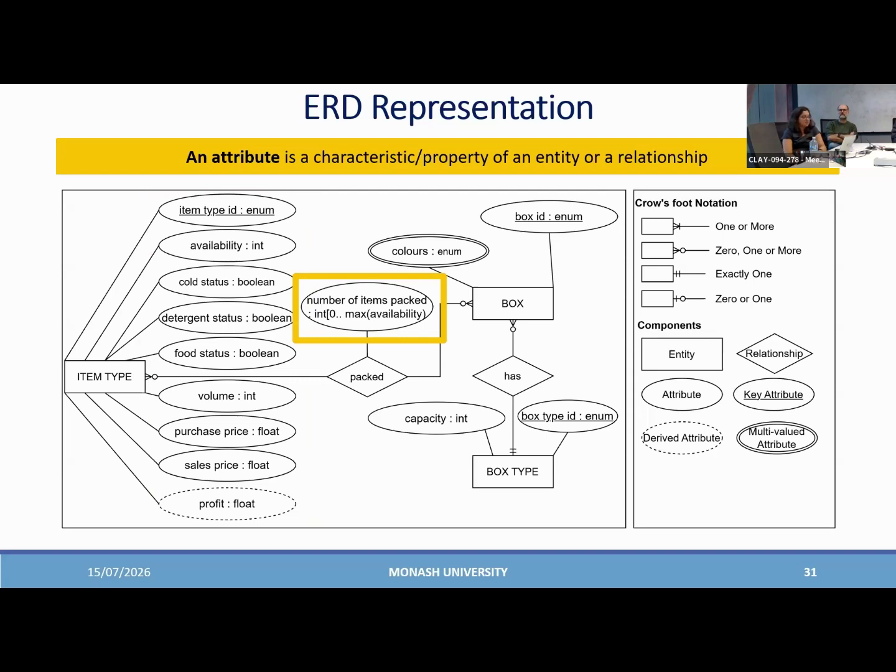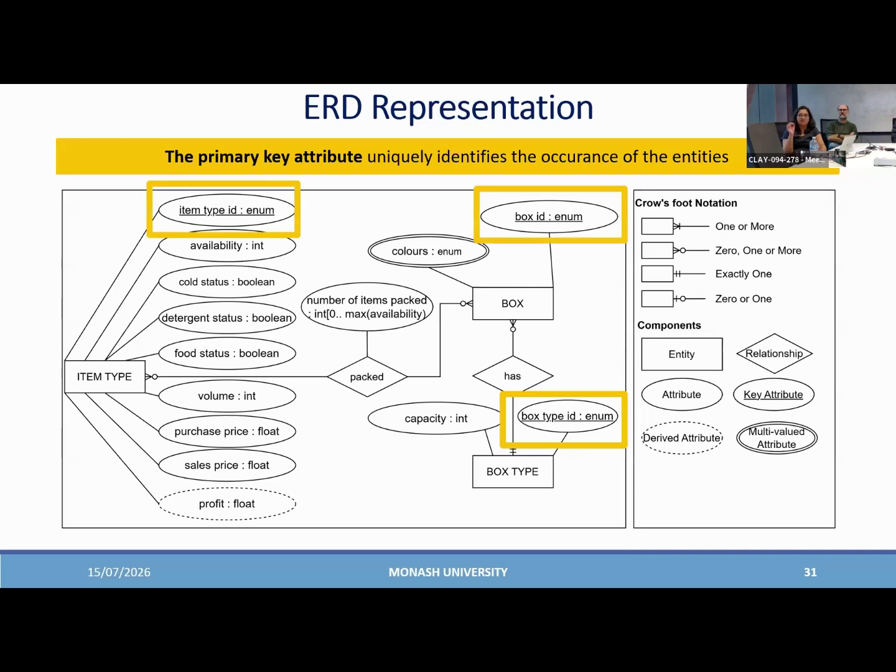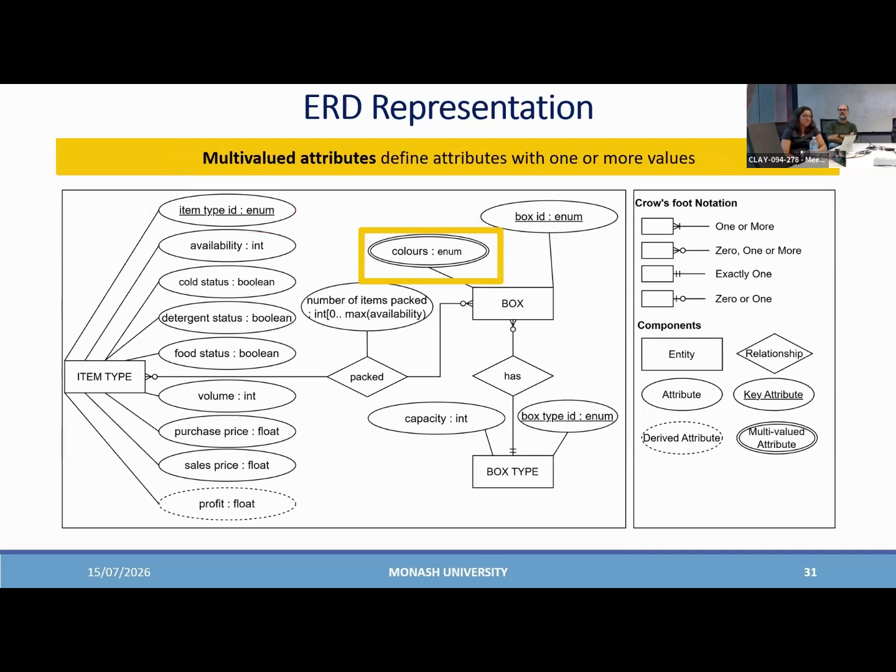And then there are special types of attributes in ERDs. The primary key attributes uniquely identify the occurrences of an entity. The multi-valued attributes can store more than one value. For example, the boxes can be single-colored or multicolored, so that's a multi-valued attribute. And then derived attributes can be derived from existing data. For example, the profit is the difference between the purchase and the sales price.